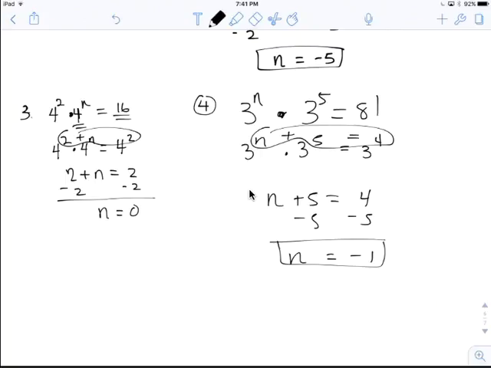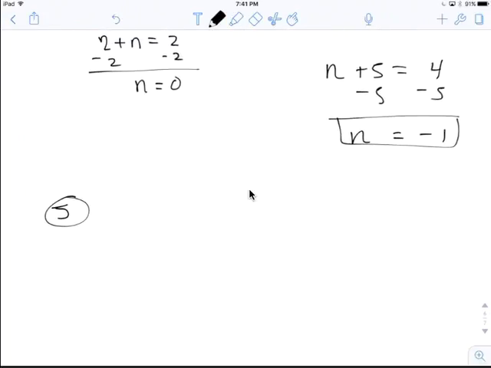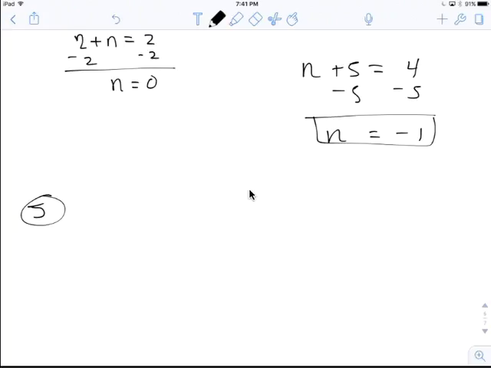Okay, and then number 5. You just follow this rule. You should be able to do the rest on your own. 7^n times 7 squared. I'll leave you to do the rest on your own and let me check it tomorrow. Make sure it's right. This way you can get it right on the test. This will be on your test, okay?